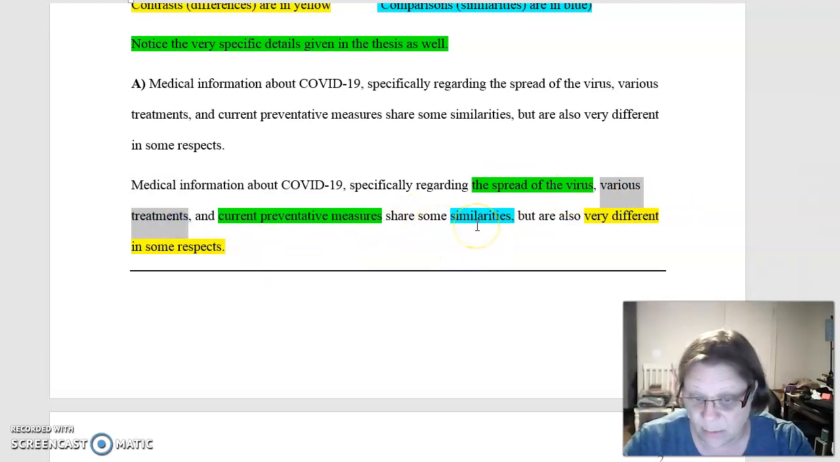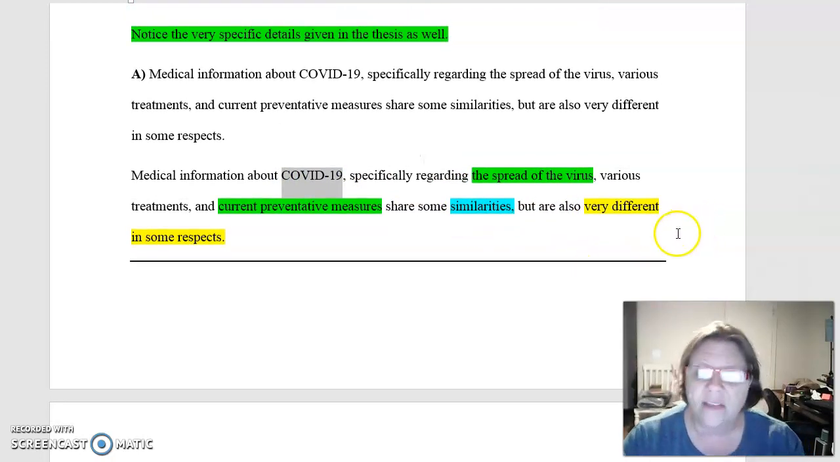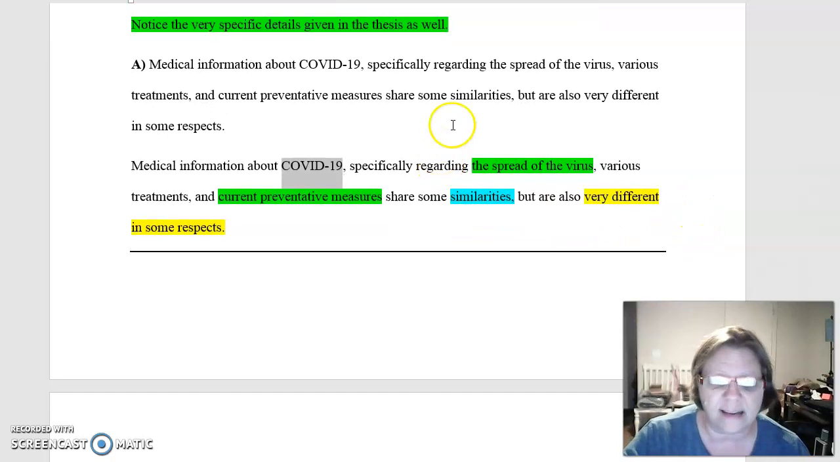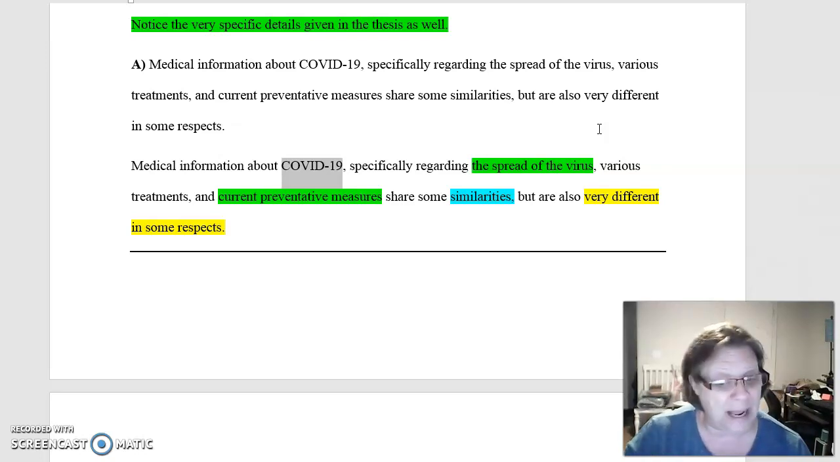How they share similarities, how they are very different in some respects. So we have lots of whats and 2 hows. Okay, that's a pretty good thesis sentence. The only thing that could have maybe made this better is if they had put either a location, which in this case was the United States, or if they had put in a date. Okay, that would have made this thesis sentence even better, but right now it's pretty good.